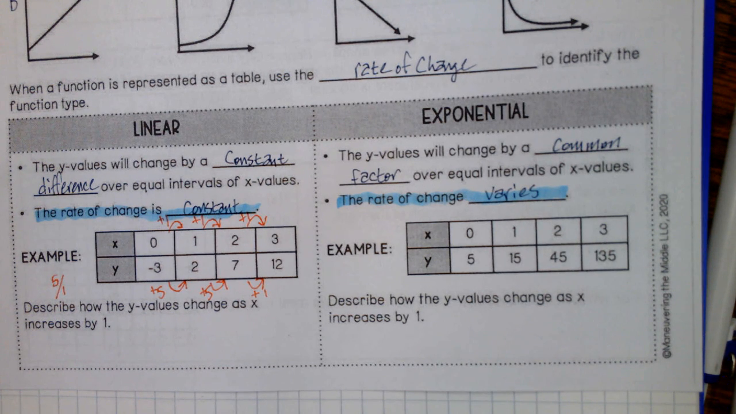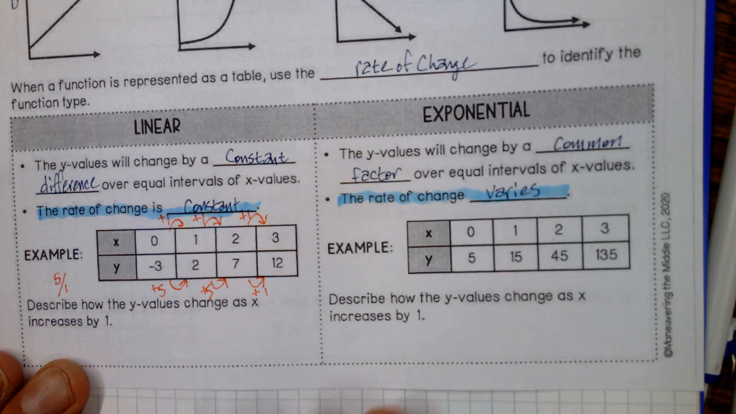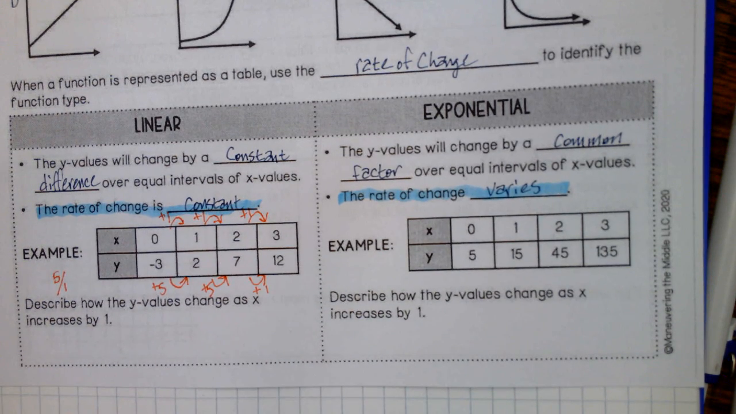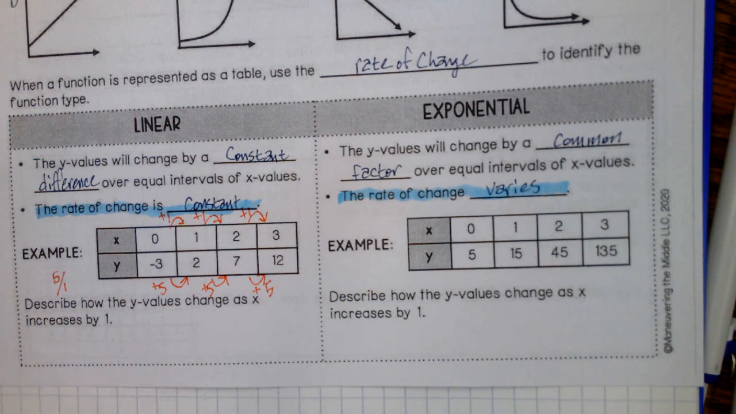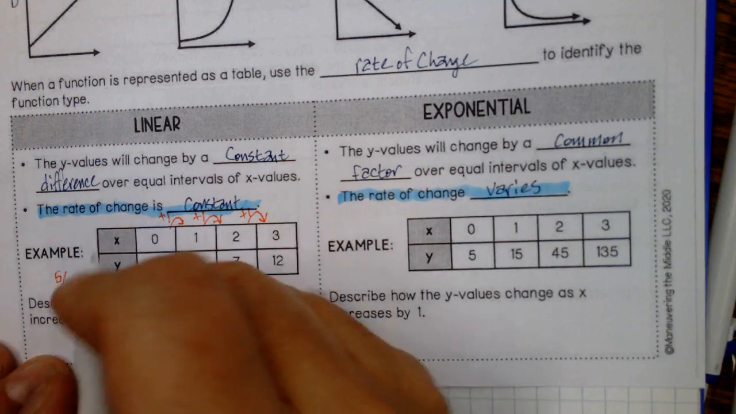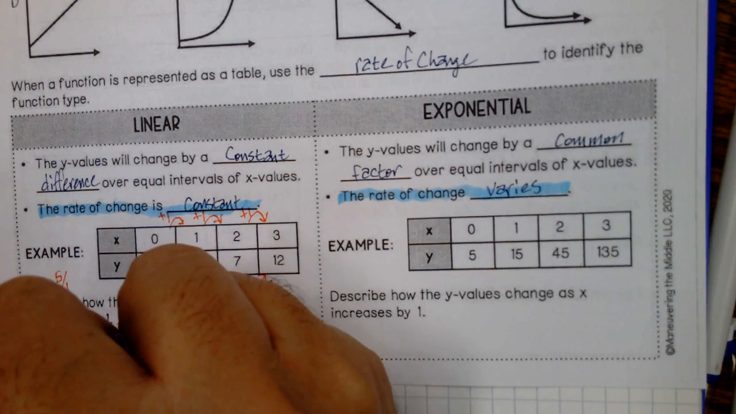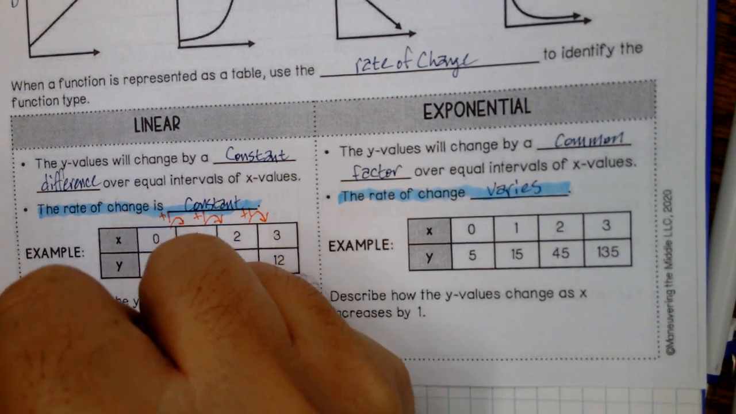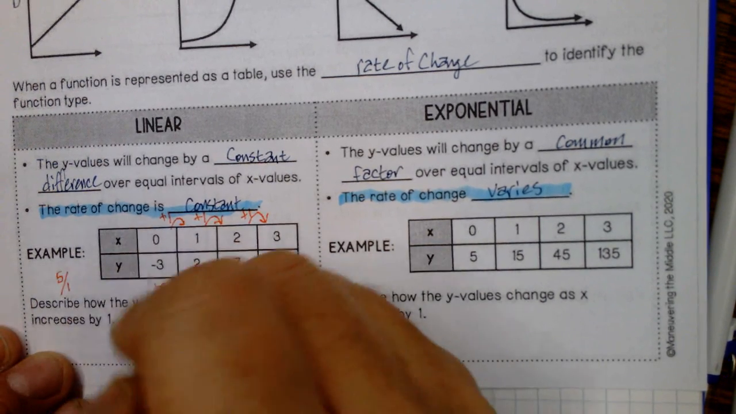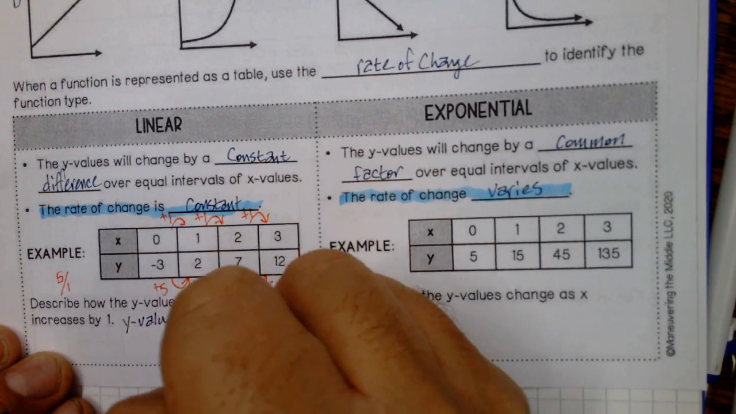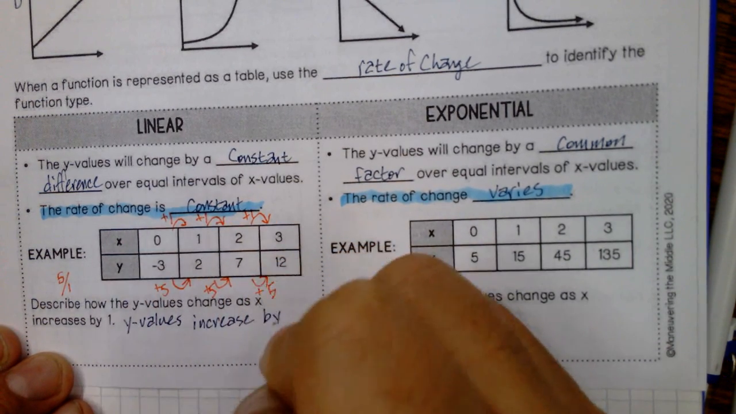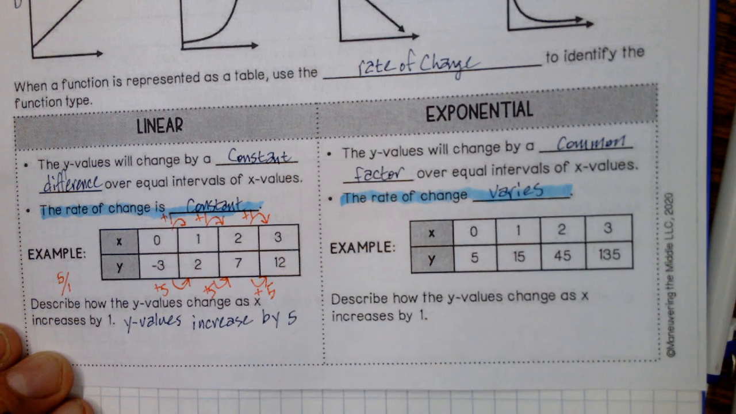So if we were to describe how the y values change as x values increase by 1, the y values do what? They increase by 5. Y values increase by 5. So they're constant.